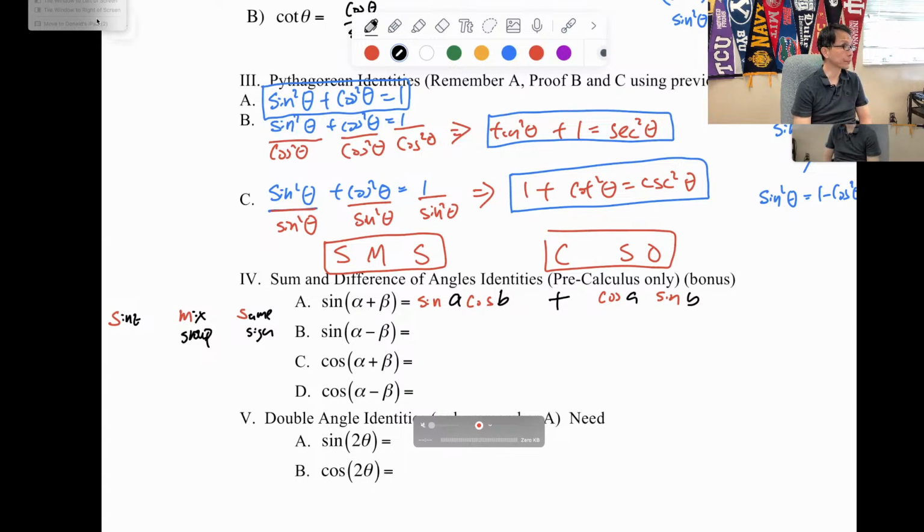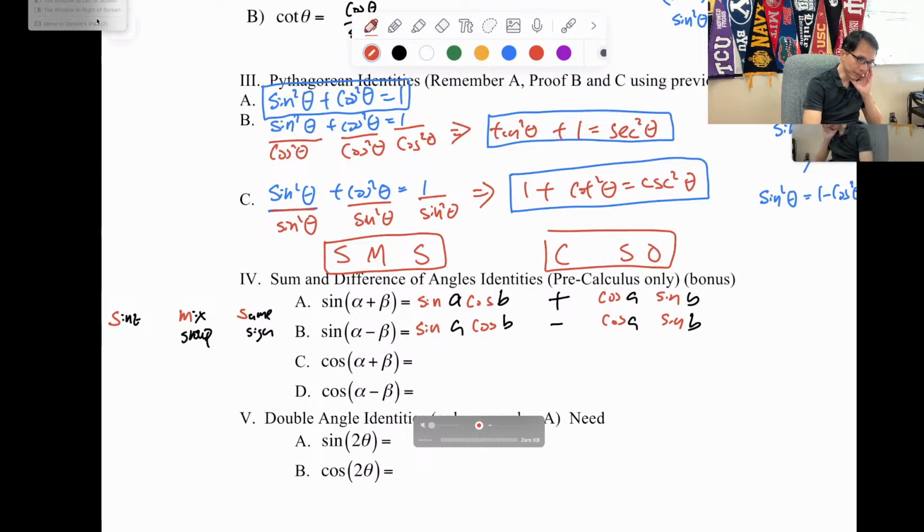Questions? I just follow the acronym. But make sure cosine and sine switch places as well, because you want a cosine of a rather than sine of a on the second part. I'm going to do the second one. Again, I'm going to do a mixed group. Sine, cosine, cosine, sine. And I'm just going to fill in a, b, and the minus. And that's enough. That's SMS.